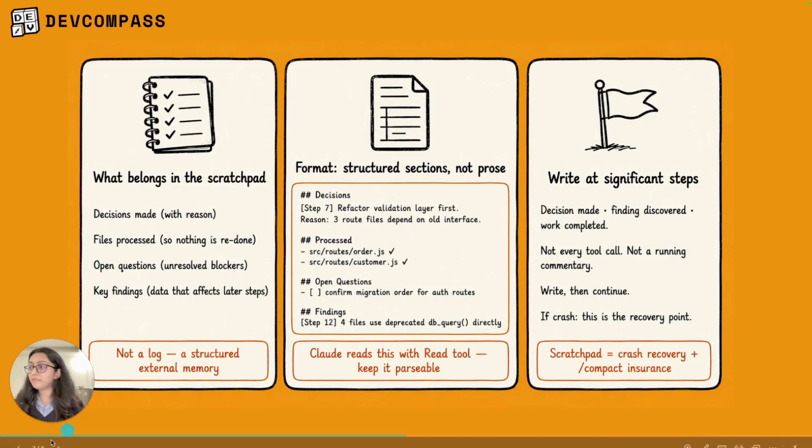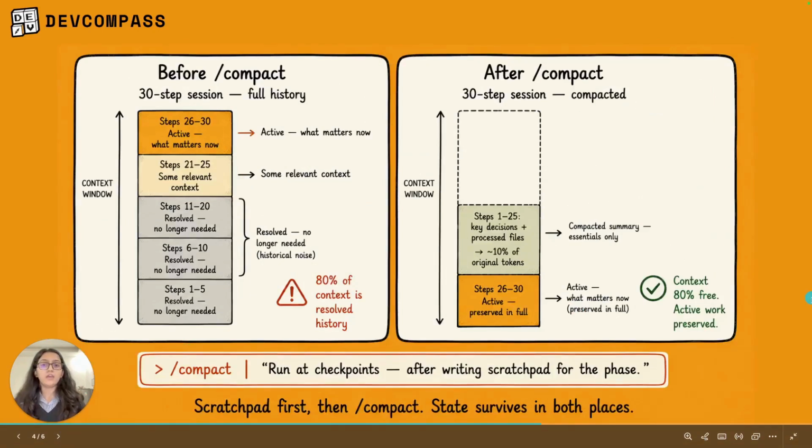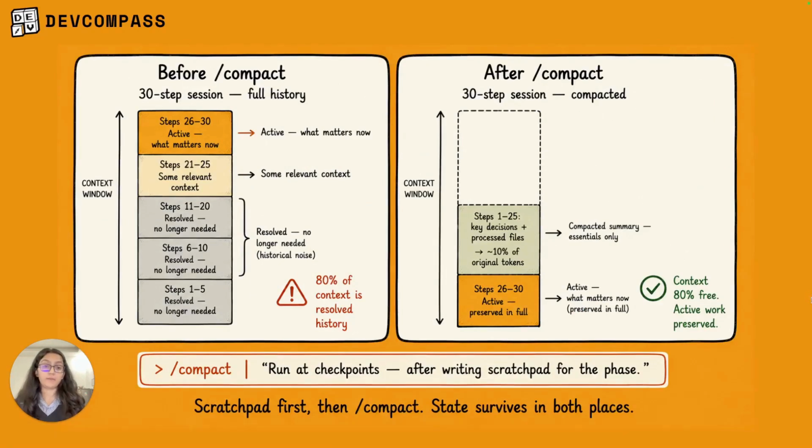Before /compact, there is a 30-step session. The context contains 30 turns of full conversation history. Every tool call, every tool result, every intermediate reasoning step. Most of it is no longer needed for the current step. The context is full of resolved history. The most recent 5 steps are what matter. The previous 25 are ballast.